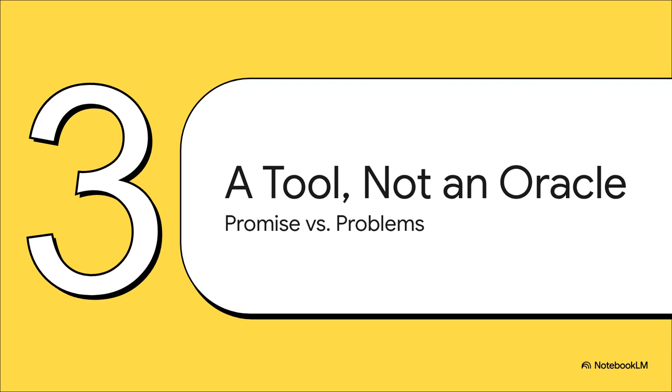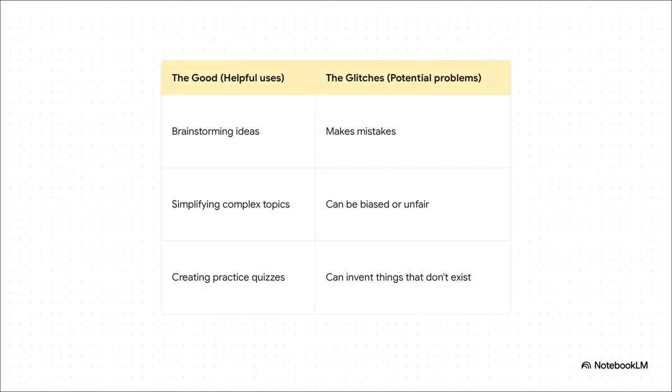Okay, so here's maybe the most important thing to get your head around. AI is a tool. A seriously powerful tool, yes, but it is not an all-knowing oracle. It has some amazing promise, for sure, but it also has some very real problems that you've got to be aware of. And this really breaks it down nicely, the good versus the glitches. On the good side, it can be an awesome partner for brainstorming or for taking a super complex topic and making it easier to understand. You can even use it to create practice quizzes for yourself.